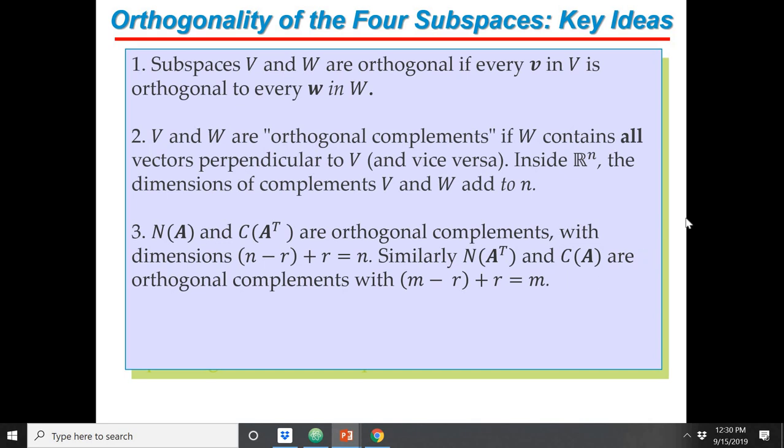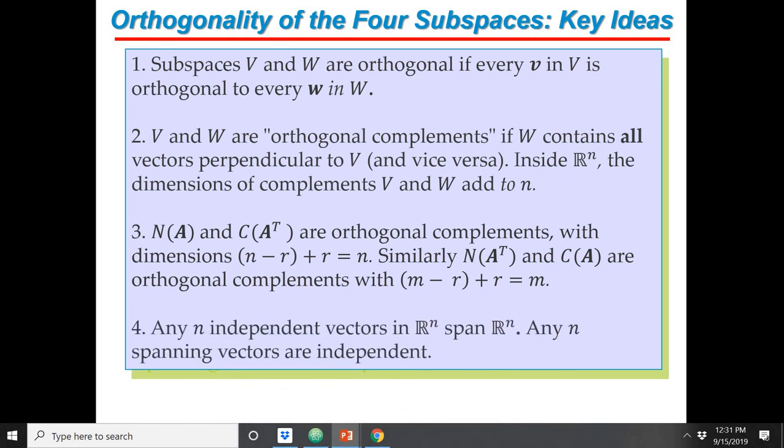So not only are they orthogonal to each other, not only do the dimensions match, but we have this concept of orthogonal complements, okay, that allows us to take a vector in Rn, for example, and split it into a vector in the row space and a vector in the null space. And obviously, we will take up these concepts in the follow-up lecture. And then if we look at space Rn, there are n independent vectors in Rn, and any n vectors that span Rn are independent and form a basis for Rn.